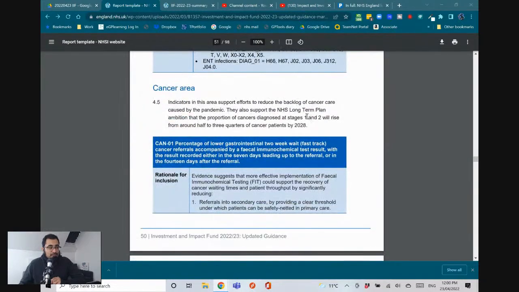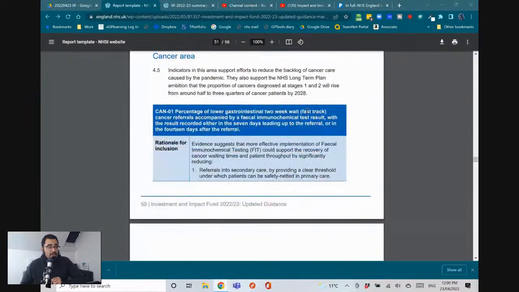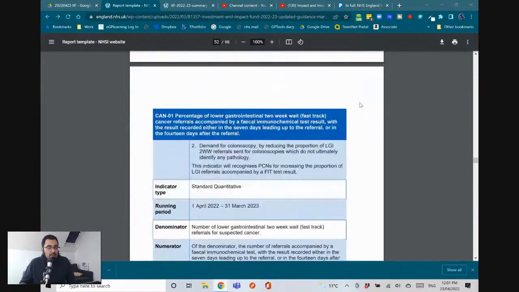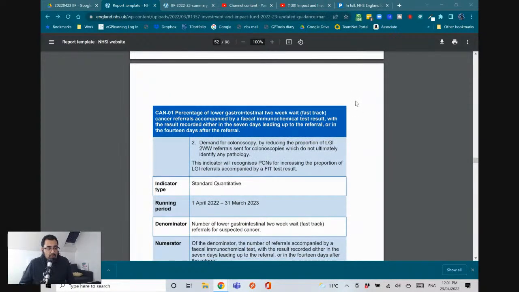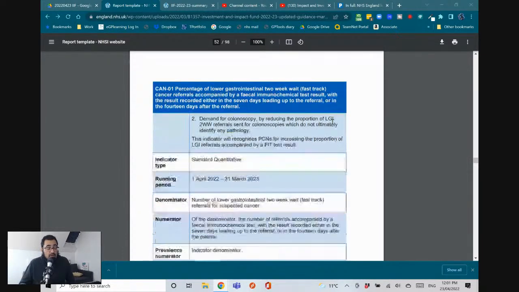In terms of cancer care, this is one of the newer criteria that has just been added in for this financial year. So percentage of lower gastrointestinal 2-week wait fast track referrals that have been accompanied by a FIT test with the result recorded either in 7 days leading up to the referral or in the 14 days after the referral. So evidence talks about the reasons for using FIT tests and why it can be relevant. And this is with a view to reducing demand of colonoscopy tests and a proportion of lower GI referrals that do not pick up any pathology.